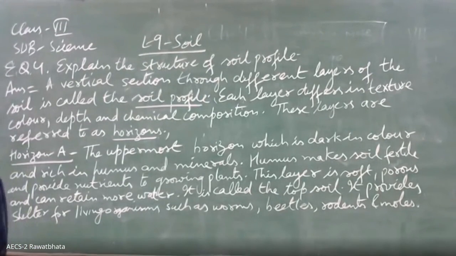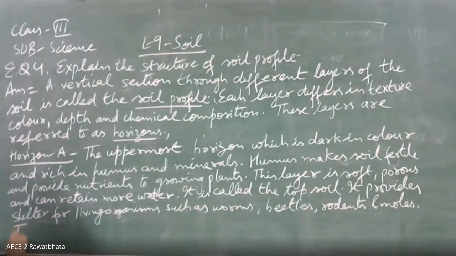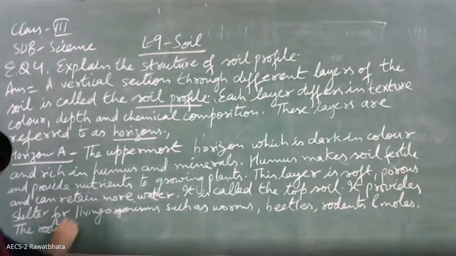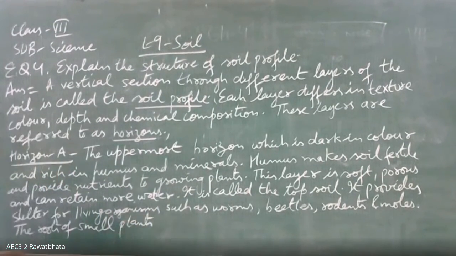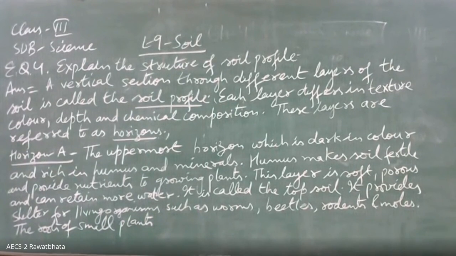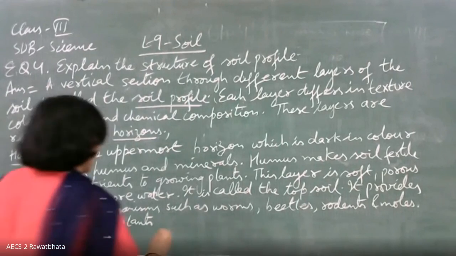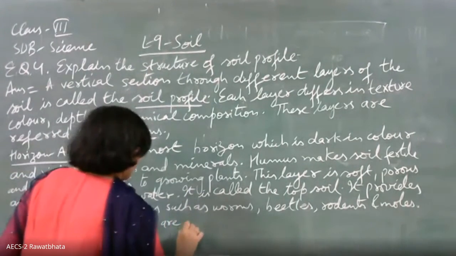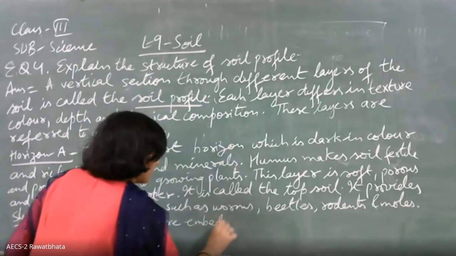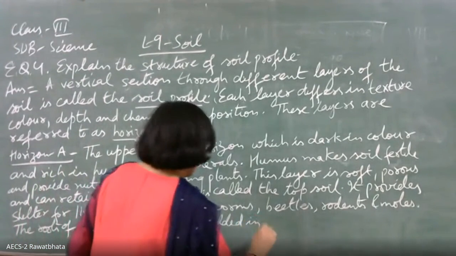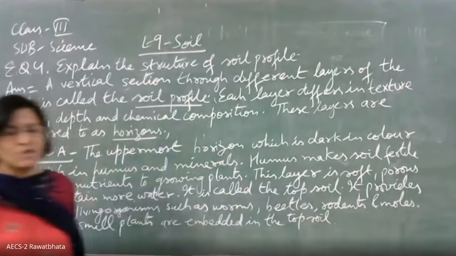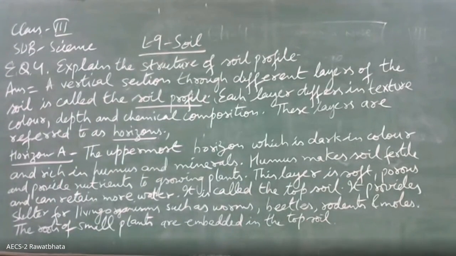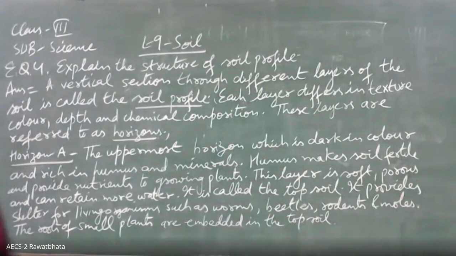The roots of small plants like those of grass are embedded entirely in the topsoil. They cannot go beyond topsoil. Their roots are fibrous, very delicate, and these roots will be present only in the topsoil.